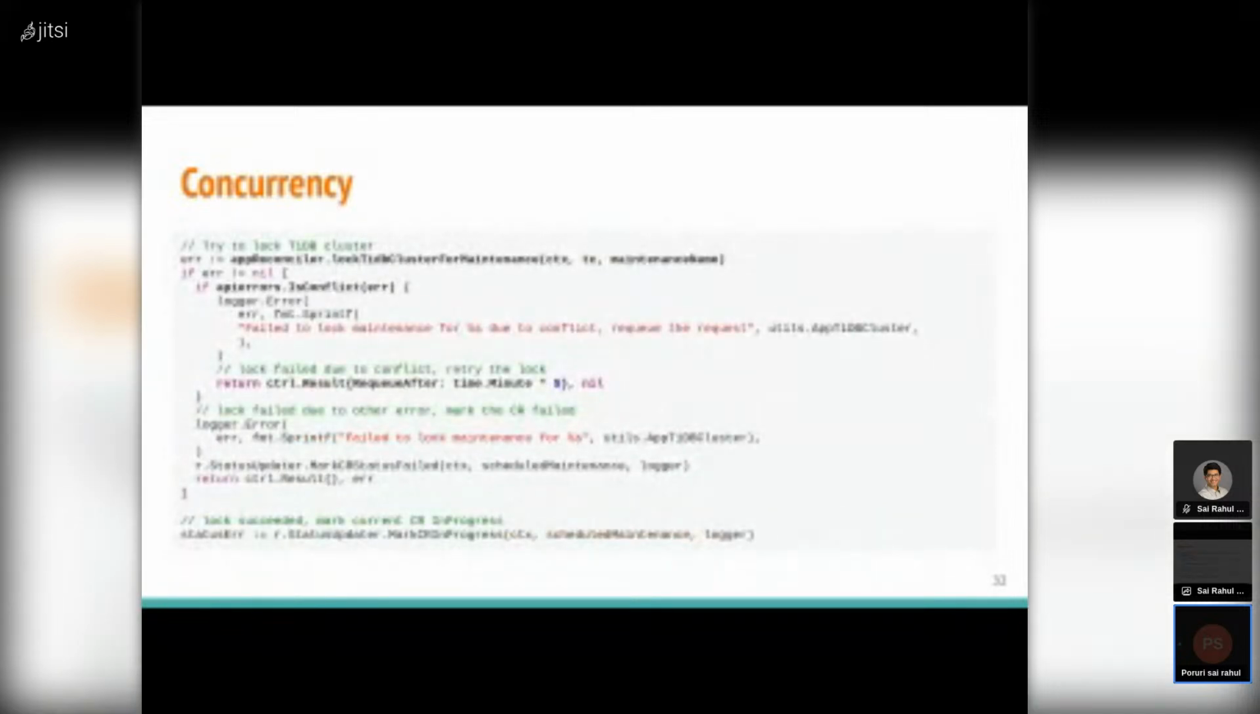In this snippet, I think we can focus only on the highlighted part. So first, whenever any maintenance comes in, it tries to lock the TiDB cluster. If we get an error, we check whether it was a conflict error. If there is a conflict error, it means some other maintenance is already running on the TiDB cluster at that time. So what we do is requeue that reconciliation after 5 minutes to check again whether the resource is free or not.